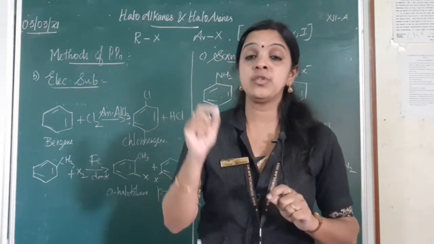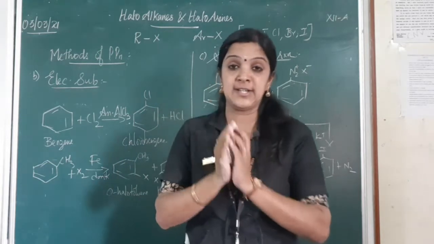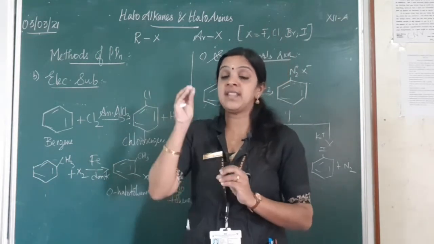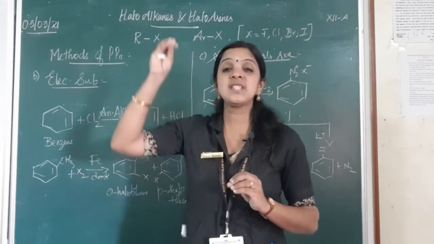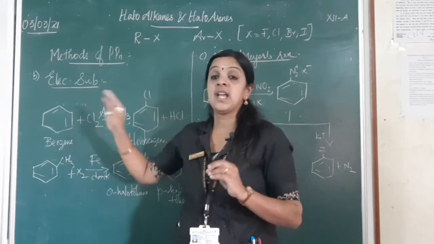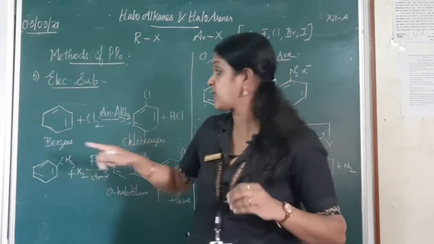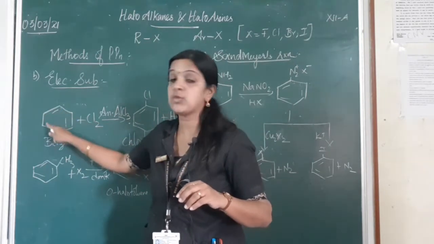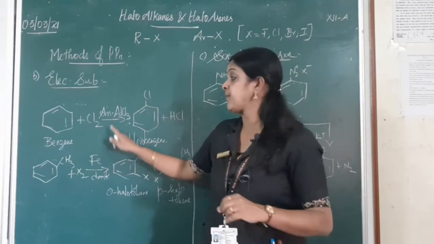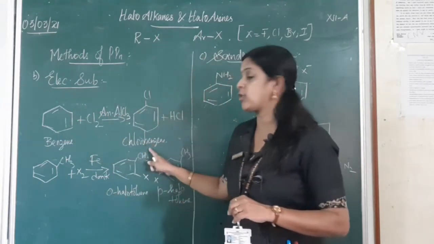Children, I have told you, electrophiles are those species which have less electrons, meaning they are electron deficient species, and these electrophiles will search for an electron rich center. Benzene is electron rich, having a lot of electrons which are delocalized into the benzene ring. So chlorine now is an electrophile, so Cl will be attacking the benzene and you get chlorobenzene.